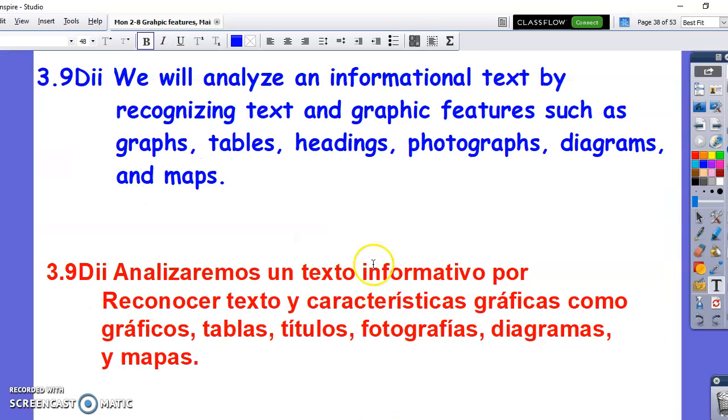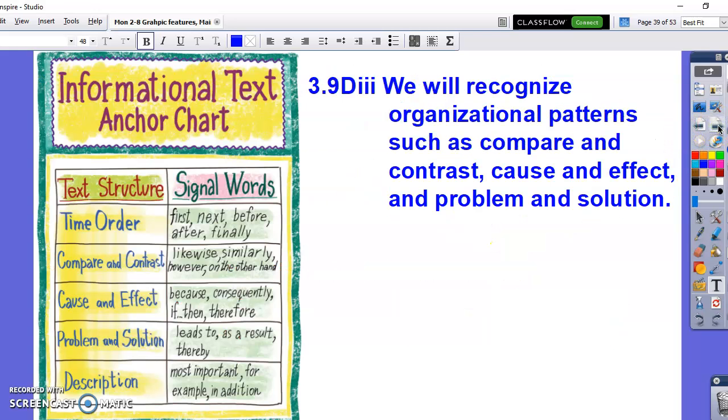Hello, this is Mr. Lowry, and today's objective is 3.9 DII. We will analyze an informational text by recognizing text and graphic features such as graphs, tables, headings, photographs, diagrams, and maps. Again, a part of informational text or nonfiction.